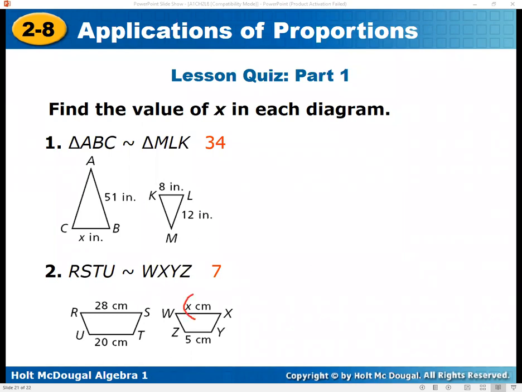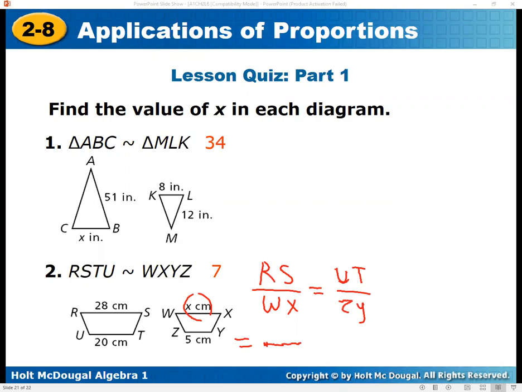In which side? WX, right? Which one corresponds to WX? RS. So I can write RS over WX, right? Give me another two sides which are corresponding. UT and ZY. Thank you so much. UT and what? ZY. And ZY. Yes. Now we will replace.